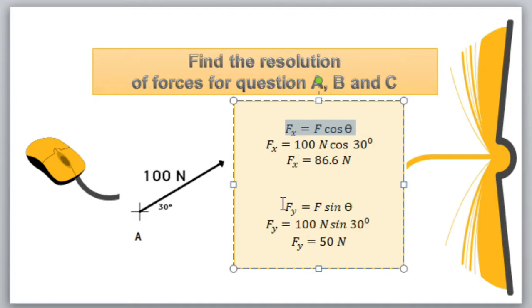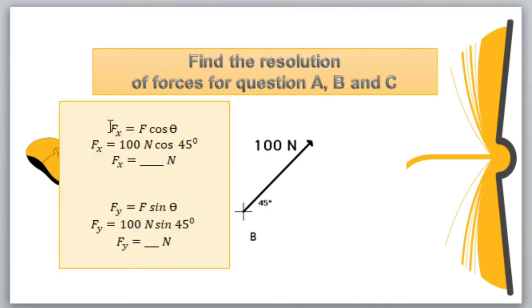How about the y component of the force? So Fy equal to F sin theta. So F is the force, which is 100 Newton, and the angle theta is 30 degrees. So the y component of the force will be 50 Newton. So from here we can see that the component at the x-axis is greater than the component at the y-axis, which is smaller. Next, B, can you find the x component and y component for the same force with 45 degrees?